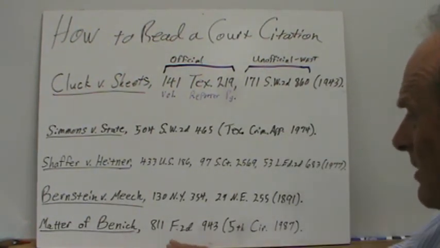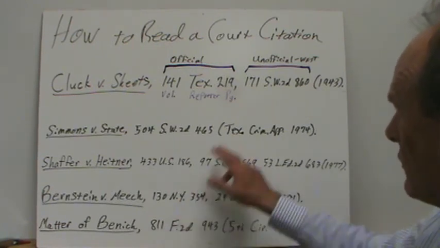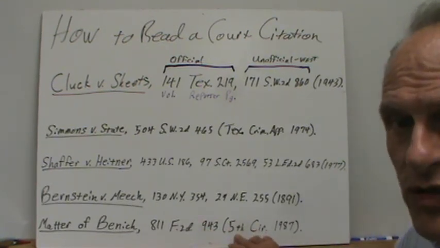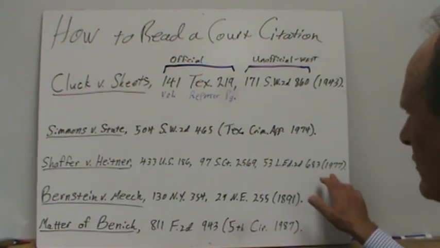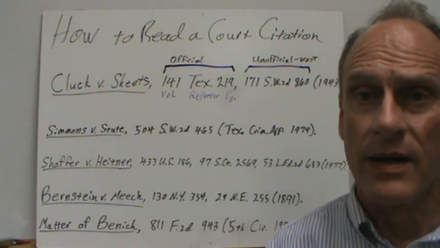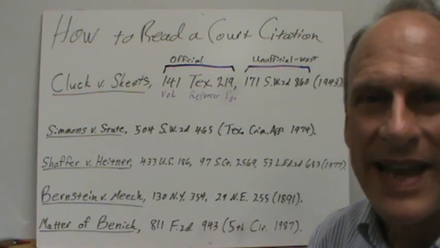This last one here is a federal case, and that's a West Reporter. It's unofficial. What court? Fifth Circuit Court of Appeals. And then, of course, you recognize the year. So I hope this will be an additional explanation on how you read a court citation. Good luck.